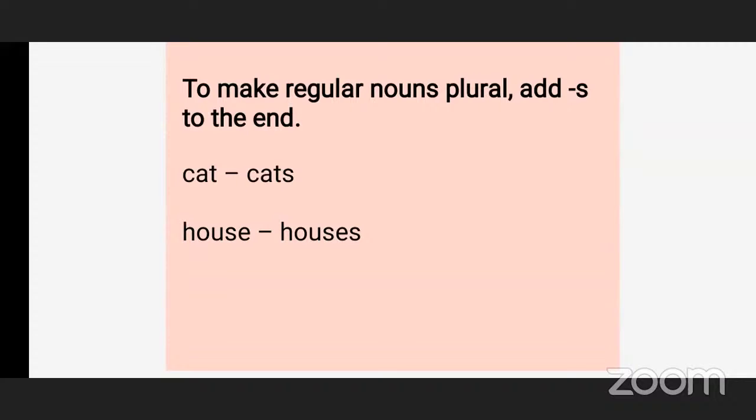Now, the next question to you. Give me the plural format of brush. B-R-U-S-H, brush. Ma'am, for who, ma'am? Diya or Diksha? The person who didn't say me the answer now. Brushes. Yes, okay.